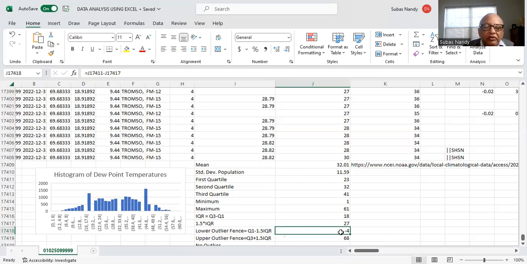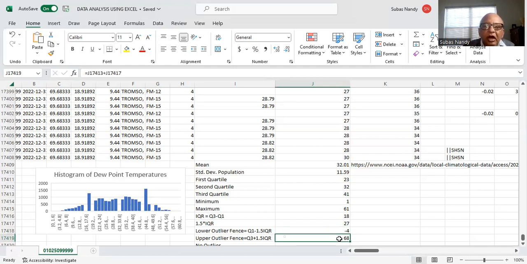Now we use the formula for the lower outlier fence. The lower outlier fence formula is Q1 minus 1.5 times IQR. Q1 we already know is 23, minus 27, which is 1.5 times IQR. 23 minus 27 is minus 4. So we look at the data set. Is there any number below minus 4? No, because the minimum is 1. So there is no outlier on the left side, or the lower end.